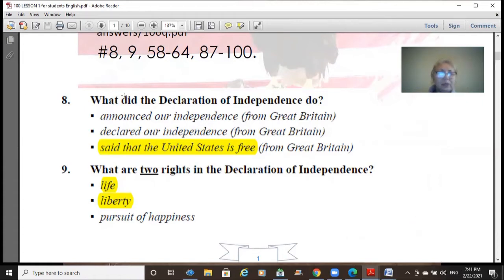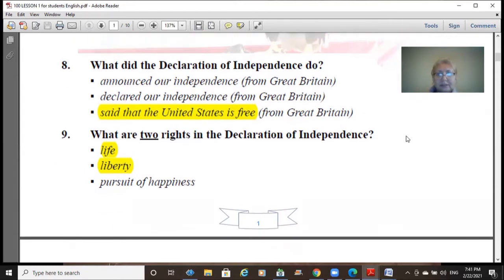Question number 8, what did the Declaration of Independence do? And I picked this answer for you, said that the United States is free. I want to draw your attention to the things you see in brackets. You do not have to memorize them. If you do, that's fine, but if you don't, that's also absolutely fine. So you can say, said that the United States is free from Great Britain, or you can just say, said that the United States is free.